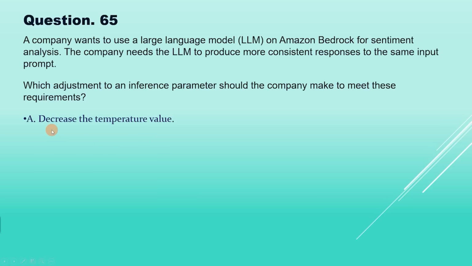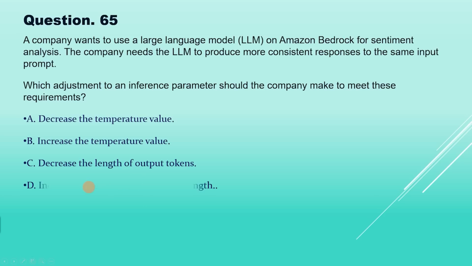What will be the correct answer? And here are the options: Option A, decrease the temperature value. Option B, increase the temperature value. Option C, decrease the length of output token. Option D, increase maximum generation length.